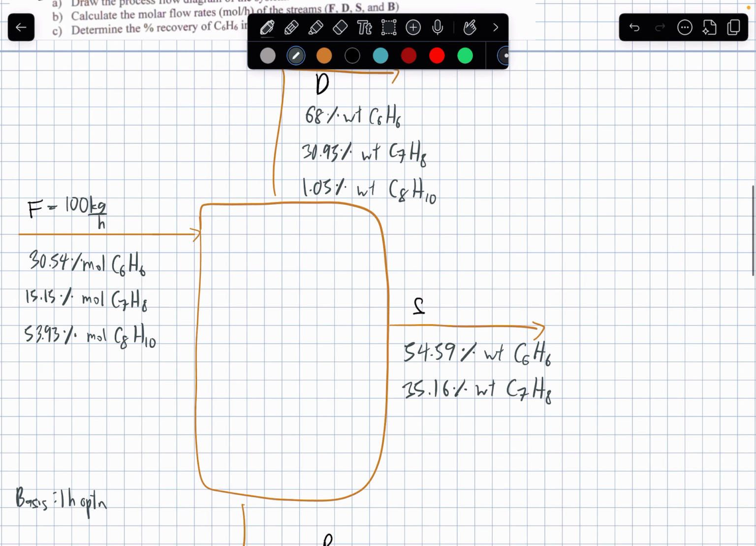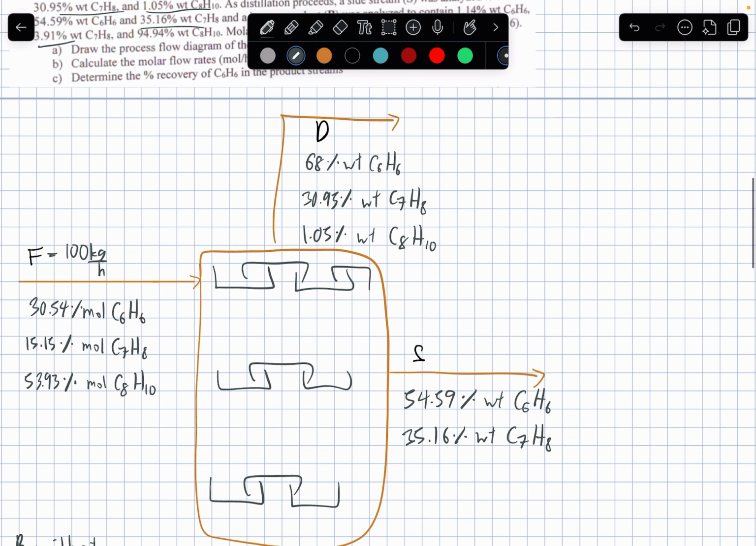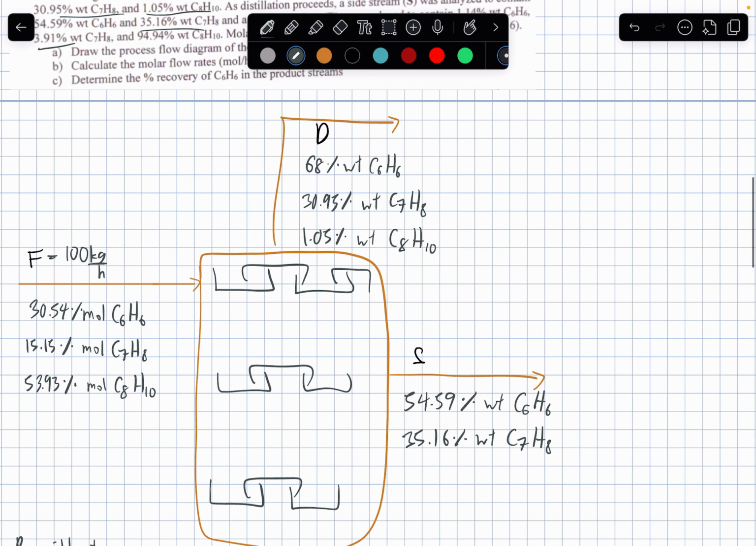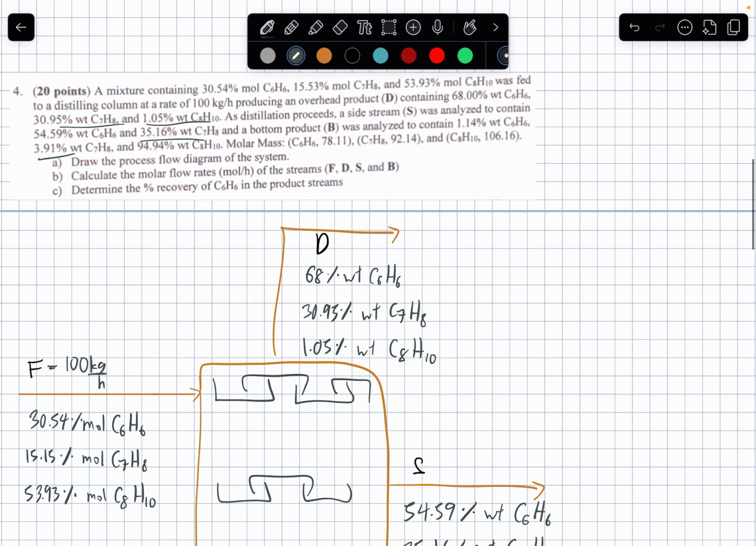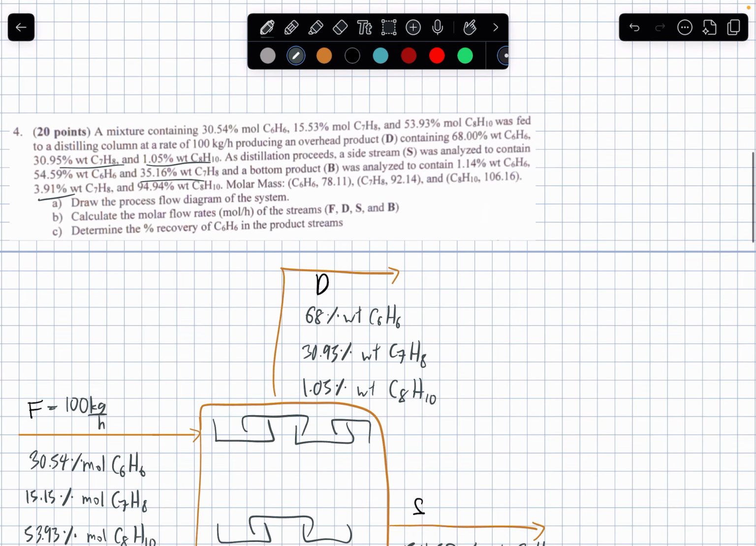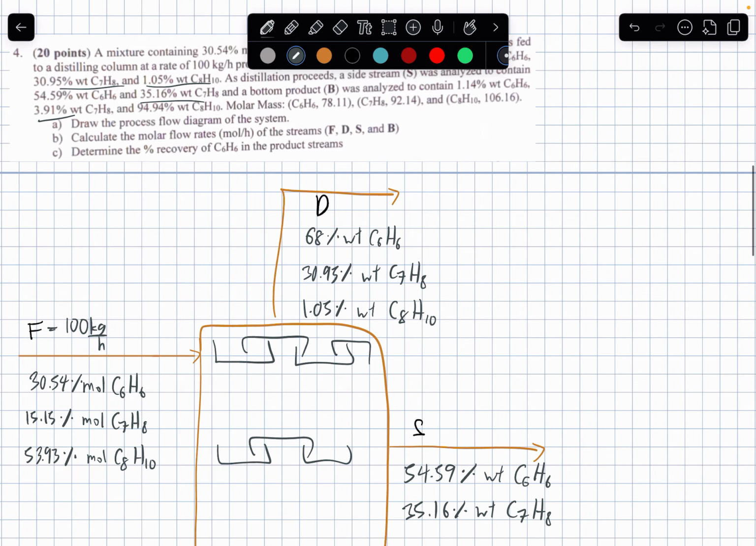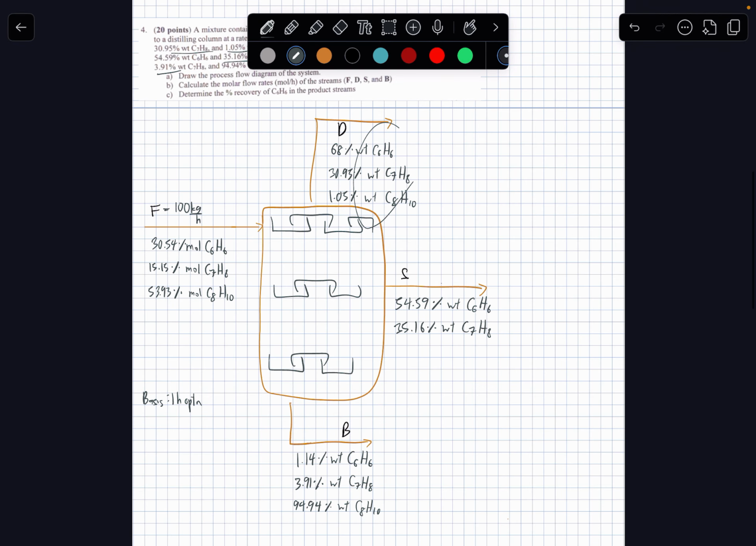Okay, so this is just for the aesthetics. That is what you see in a distillation column. And we are given molar masses. As you might have noticed, here everything is expressed in terms of percent mole. The rest, the product streams, are expressed in percent weight.